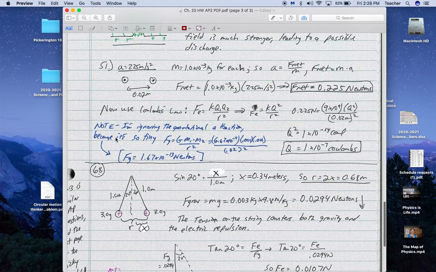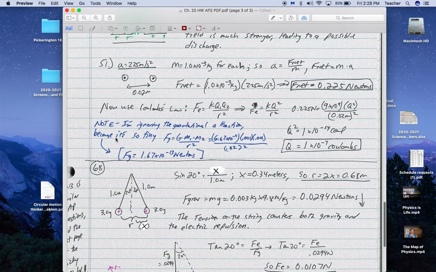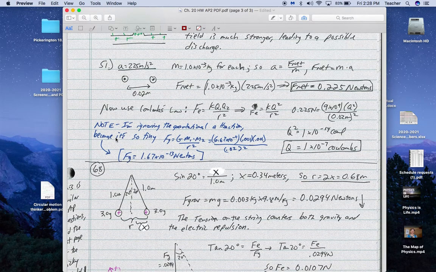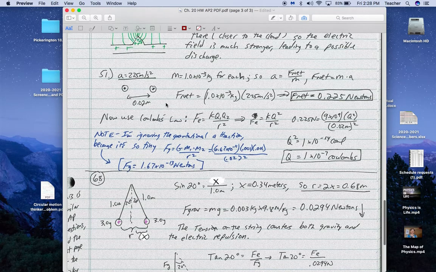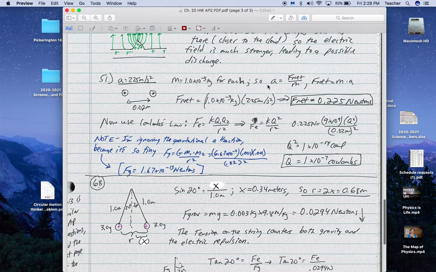All right, we're going to finish off with 51 and 68. Problem 51 says two equally charged 1 gram spheres are placed 2 centimeters apart between their centers. When released, they each begin accelerating at 225 meters per second squared. What's the magnitude of the charge on each one? So this, despite the fact that we're in year 2 physics, goes back to Newton's second law, the all-master physics equation, which is really true. So it's a equals F net over m total, so force over mass.